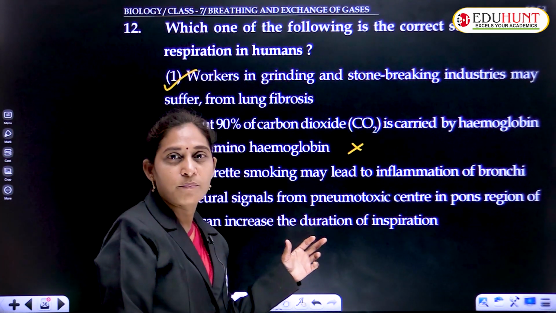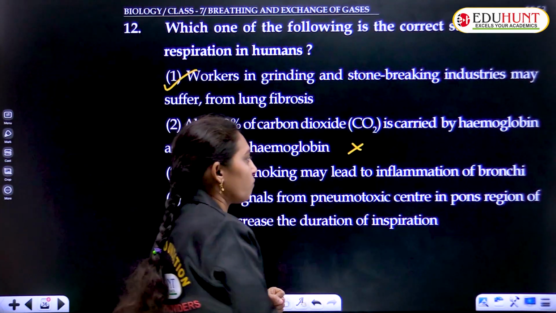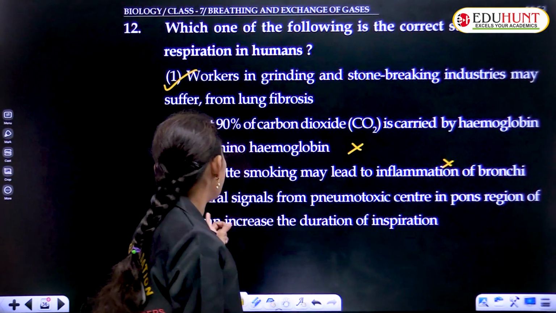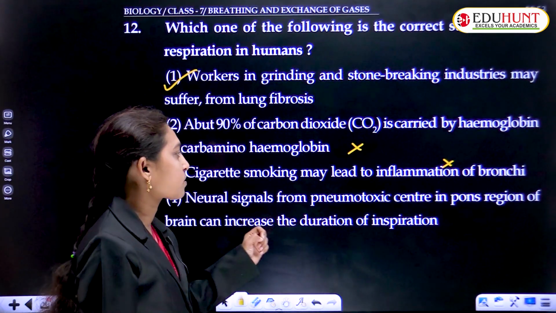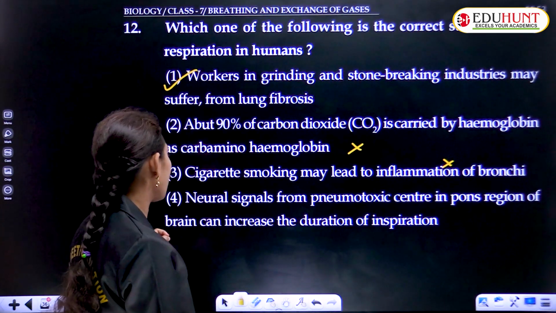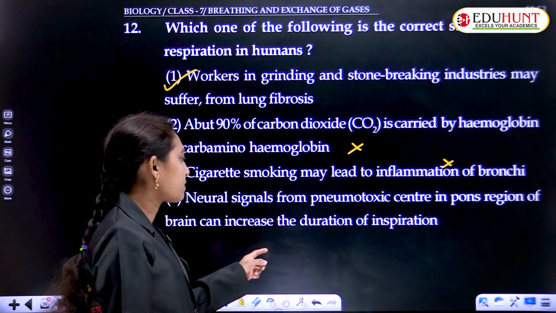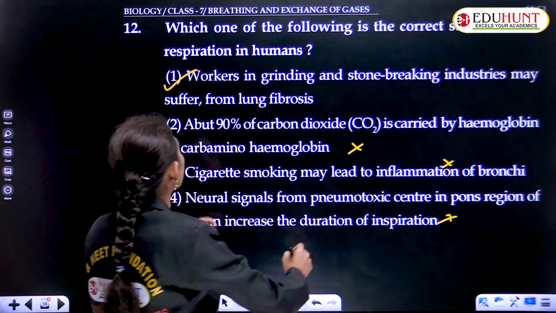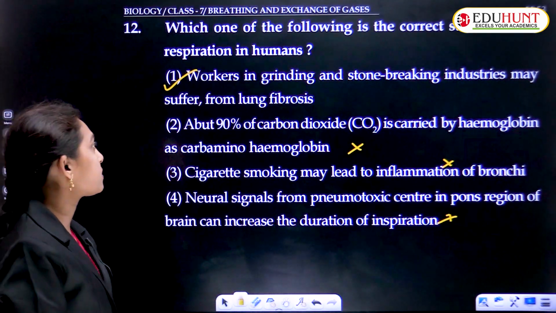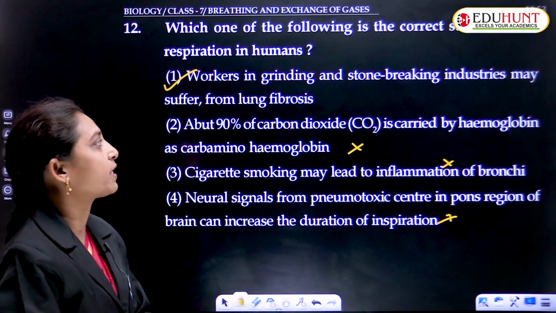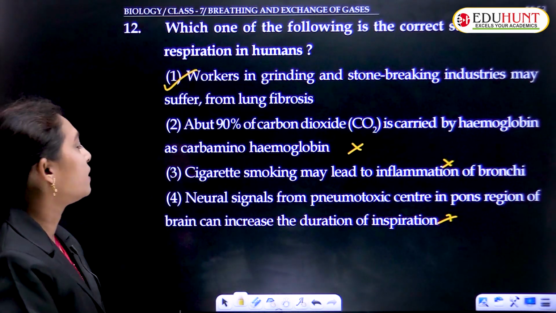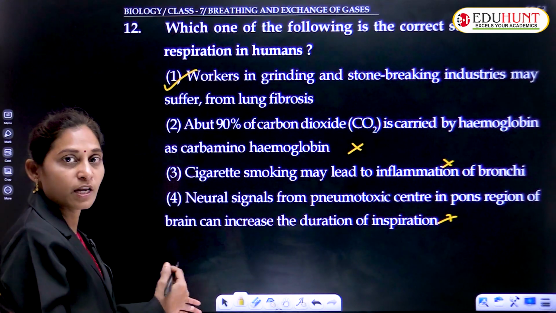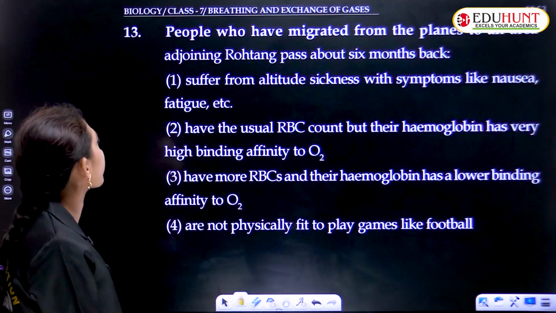It leads to the breakage of alveolar walls. Neural signals from pneumotoxic center in pons region of brain can increase the duration of inspiration. So obviously the correct option is workers in grinding and stone breaking industries may suffer from lung fibrosis.